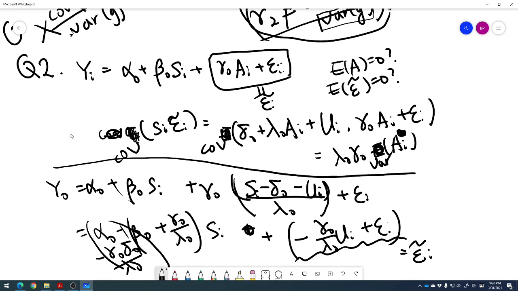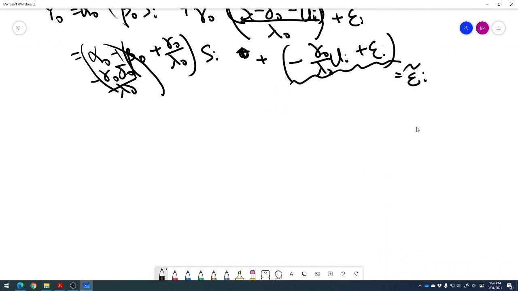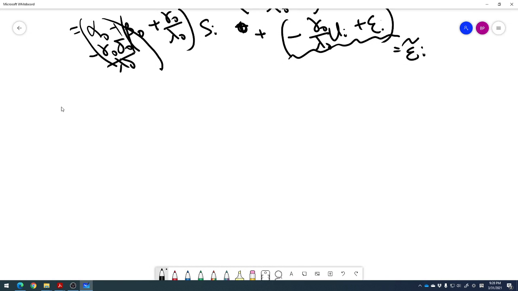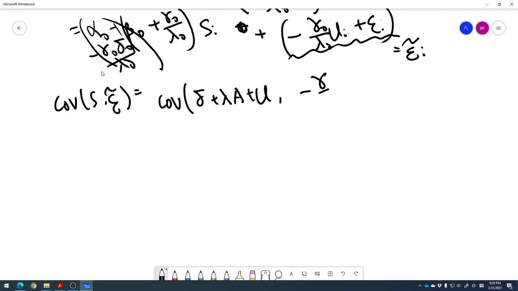The question was the problem, and most of you have done well, so I don't worry too much about this. And in this case, still the idea is the same. The covariance between S and epsilon tilde is the covariance between delta plus lambda A plus u, comma minus gamma over lambda u plus epsilon. So therefore it is minus gamma over lambda sigma u squared. I don't know what I used when I made this question, so the answer is different.